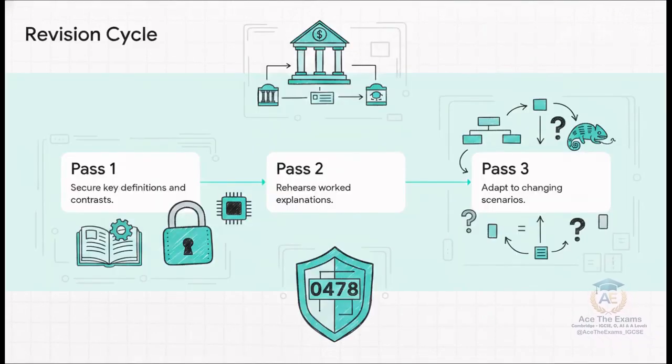To build true exam adaptability, you need this 3-pass revision cycle. Pass 1, secure your key definitions and contrasts. Pass 2, rehearse those worked explanations and diagrams. And Pass 3, adapt to changing scenarios. Try changing the robot to a banking system. Mix up similar terms. Force yourself to justify the choices. This layered style of revision is exactly how you beat the 0478 syllabus.